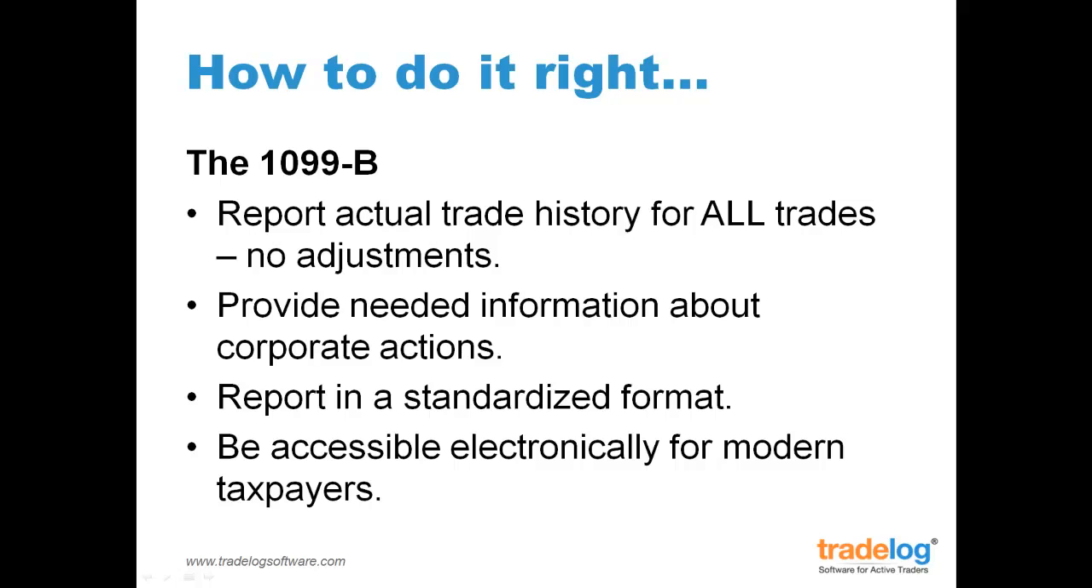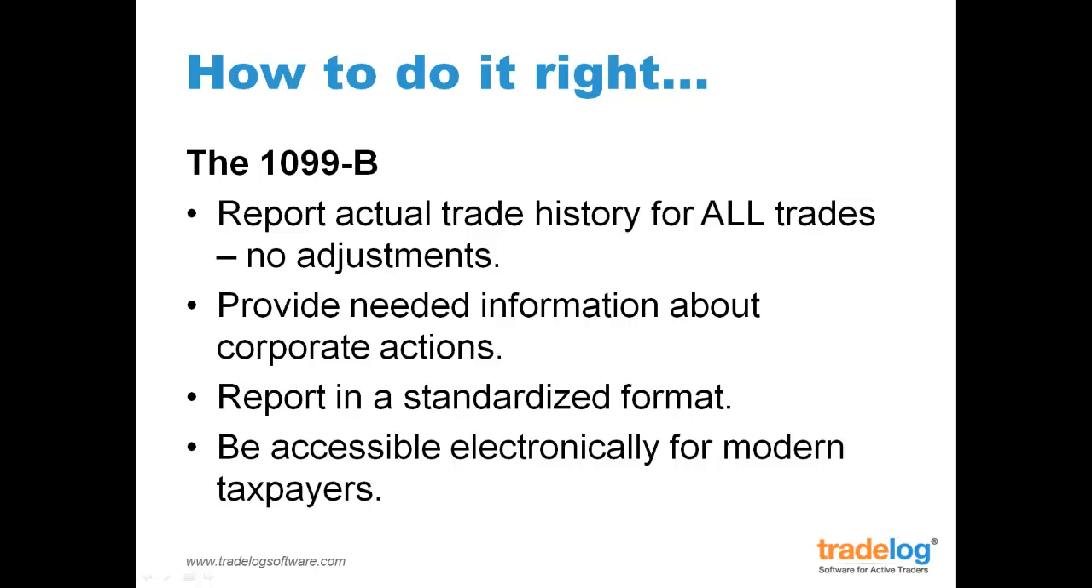So if the 1099-B contains just actual trade history for all trades, now we have something that can be used because the taxpayer can look at that. They have everything they need: the original sale proceeds, the cost basis, the date bought, the date sold, everything. Also, the 1099-B should provide information to the taxpayer about any corporate actions that may have affected them. Again, we don't think it's necessary for the broker to make adjustments because they sometimes may adjust incorrectly, but they need to provide the information that the taxpayer needs.